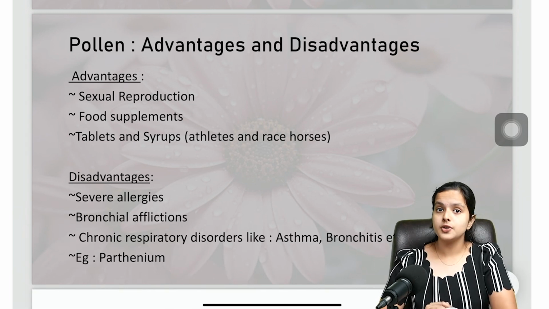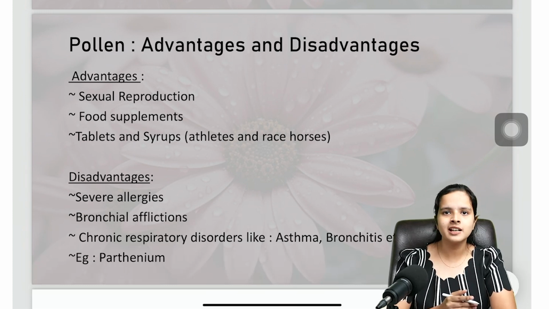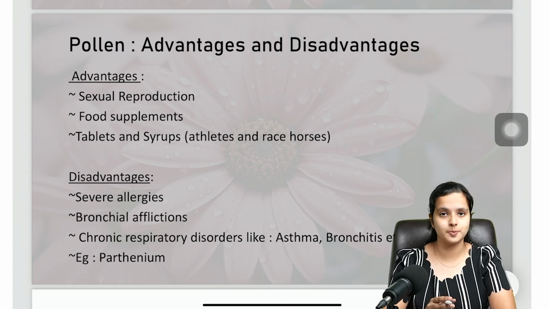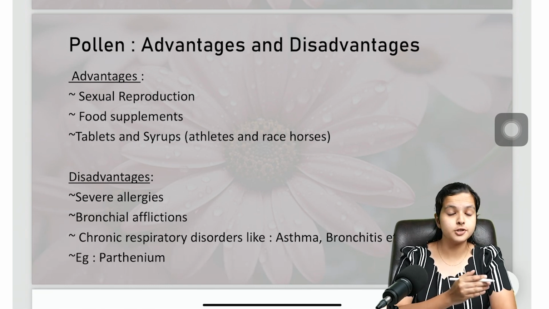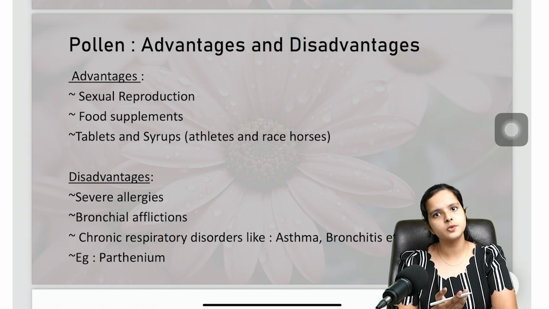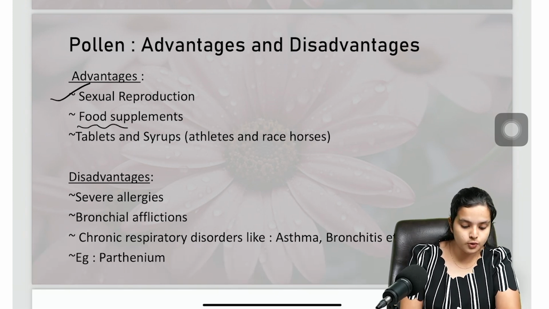If we talk about the advantages, of course, the first and foremost and the most obvious one would be that it helps in reproduction, right? Without pollen grain, there wouldn't be reproduction. There wouldn't be sexual reproduction, to be precise, right? So the first advantage is obviously that it helps in sexual reproduction. That's quite obvious. And the second one is that it's used as food supplements.